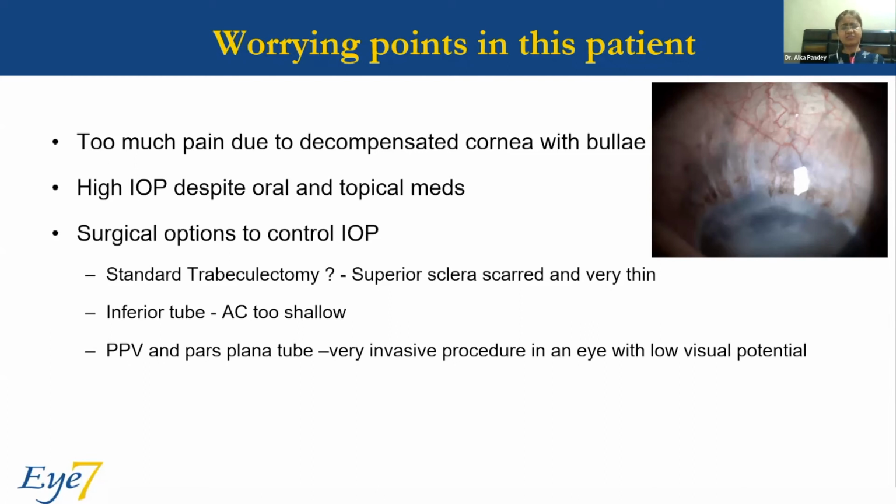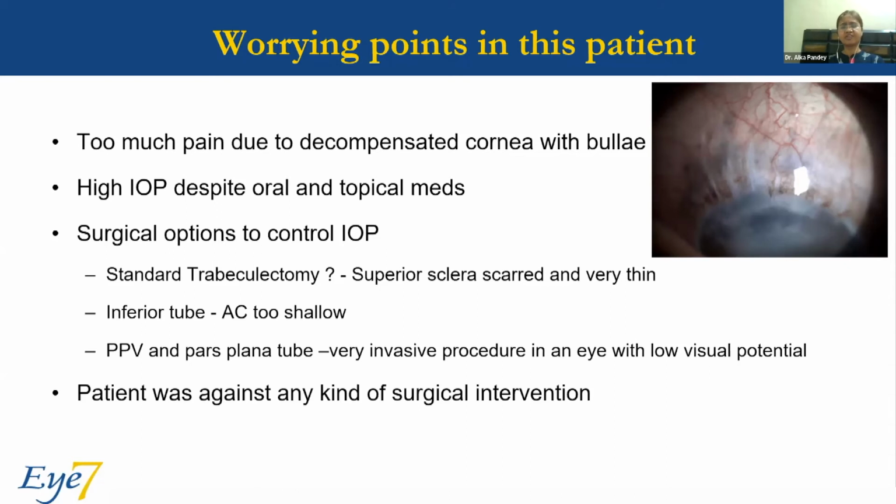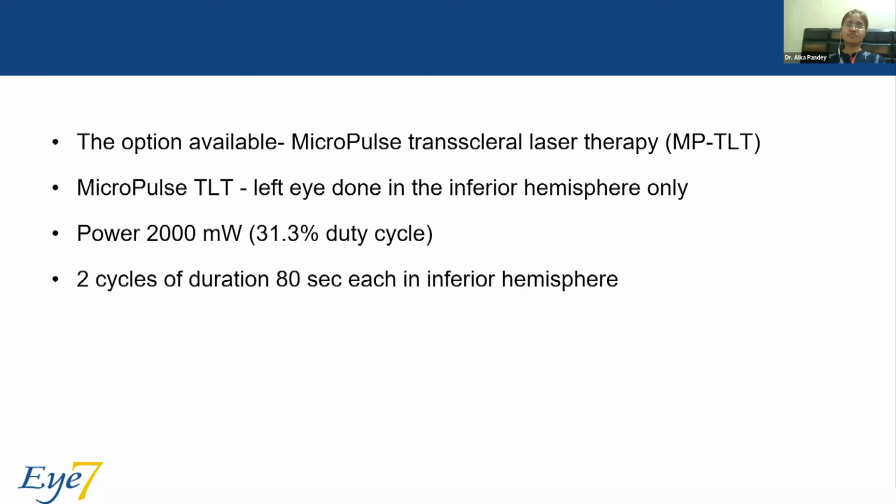The next thing to consider in surgery was tubes. But those were too invasive a procedure in an eye with such low visual potential. But to top it all, this patient was against any kind of surgical intervention. She did not want any surgery whatsoever. So of course, we offered her the MicroPulse transscleral laser therapy. And because her superior hemisphere was damaged, we did the laser in the inferior hemisphere only. The power setting was 2000 milliwatt, and 2 cycles of 80-second duration were done in the inferior hemisphere only.